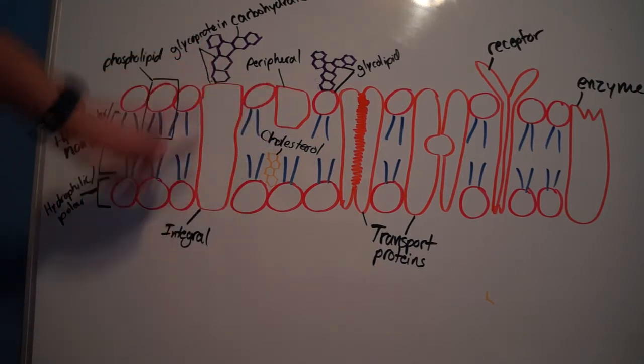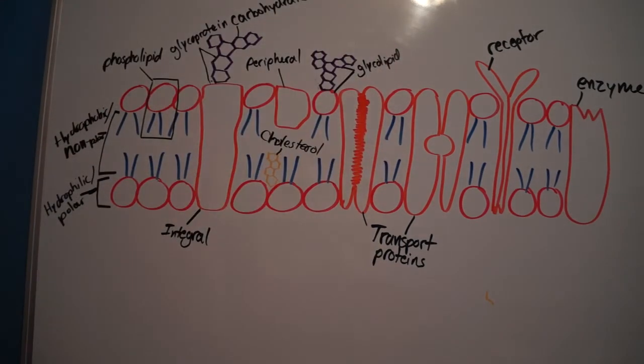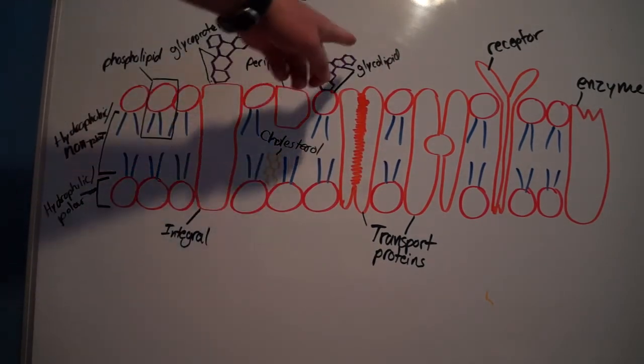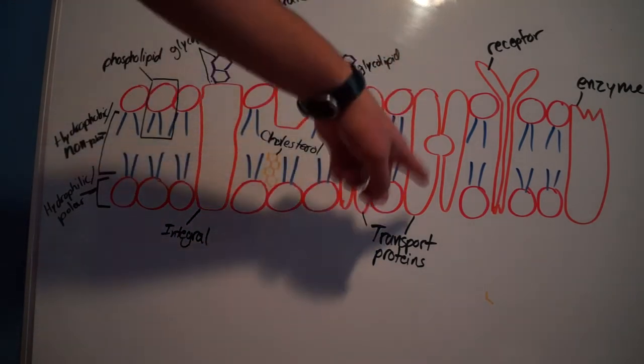We have some of the proteins, the integral and peripheral. Integral just means it goes all the way through, cuts through both sides. Peripheral only cuts through half. And we have the transport proteins. These are the ones needed in facilitated diffusion, so big molecules can go through the channel protein, or they can go through a carrier protein.